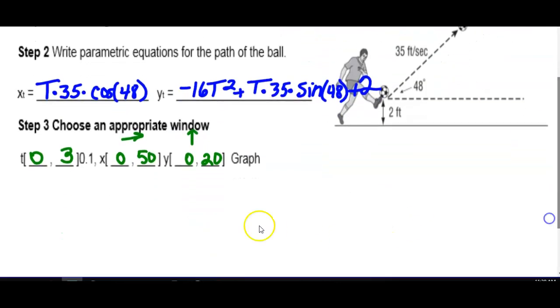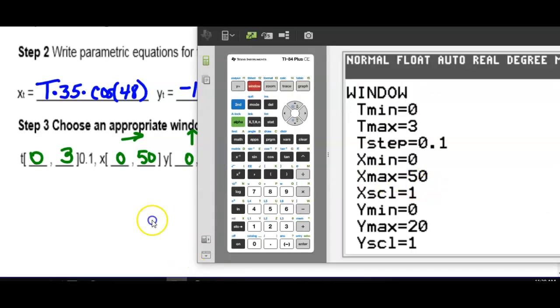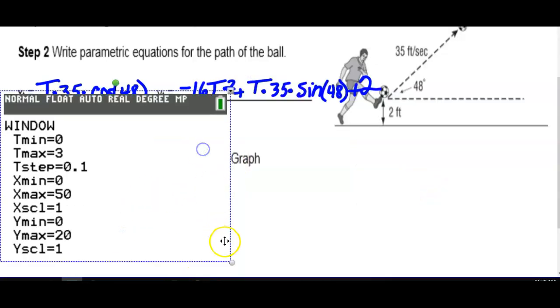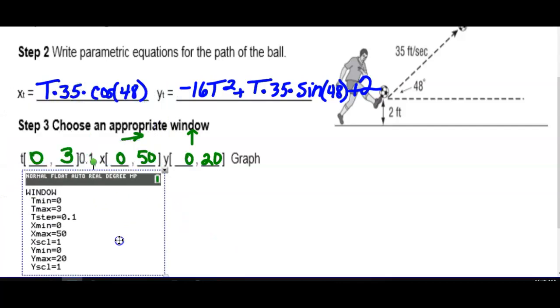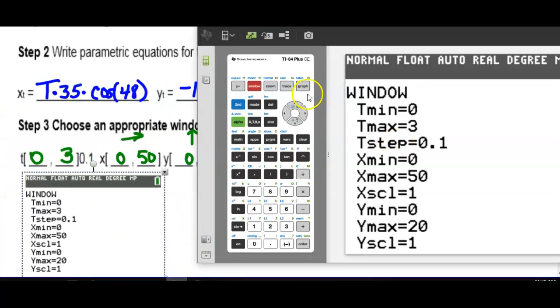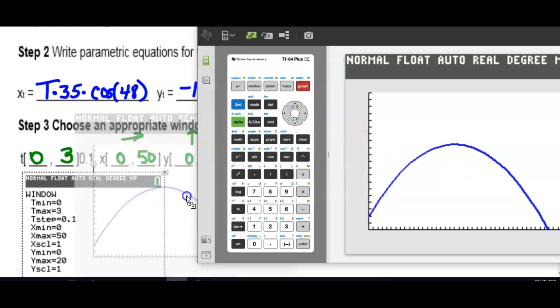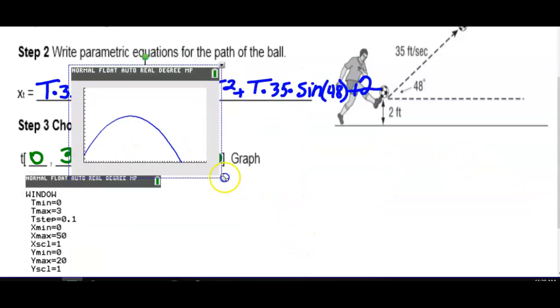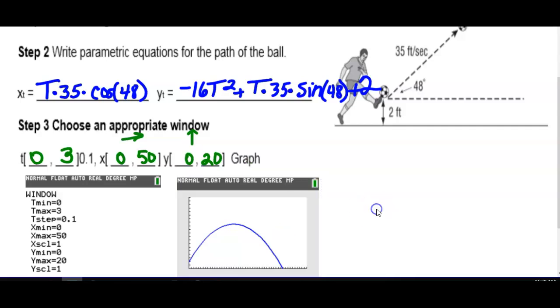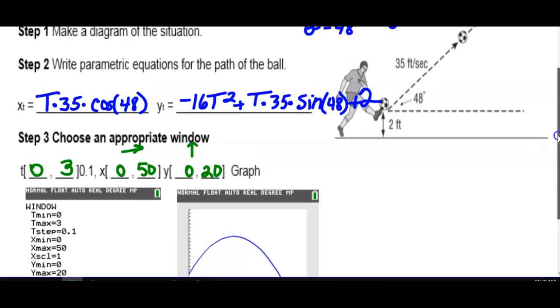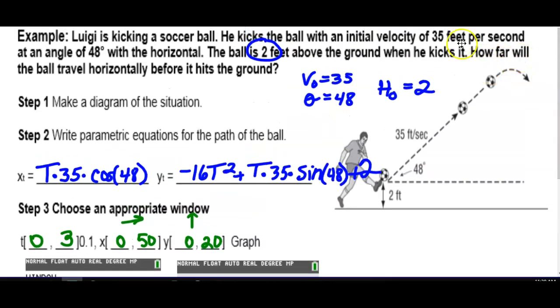So I'm going to do 2 things here. I'm going to quick put this slide down here for you. And then I'm going to go to graph and put a picture down here for you. But the most important thing is we're going to talk about how to use this graph to answer the questions at the top. It says, how far will the ball travel horizontally? Horizontally is X before it hits the ground.